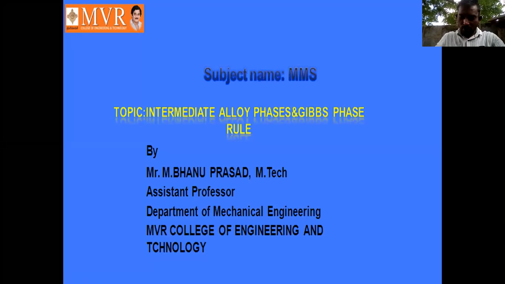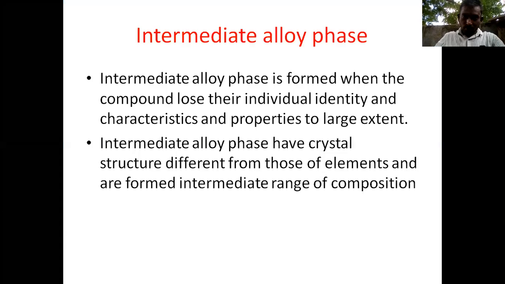Today we will discuss intermediate alloy phase. An intermediate alloy phase is formed when the compounds lose their individual identity, characteristics and properties to a large extent.